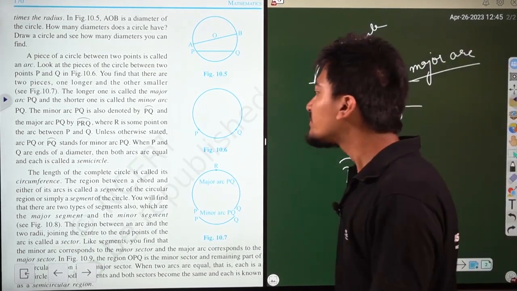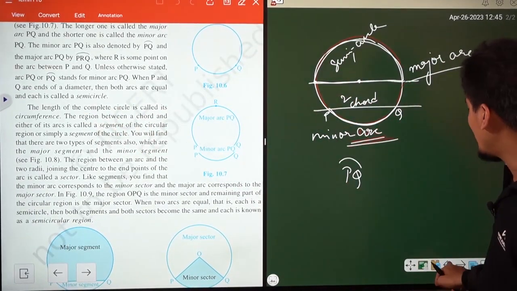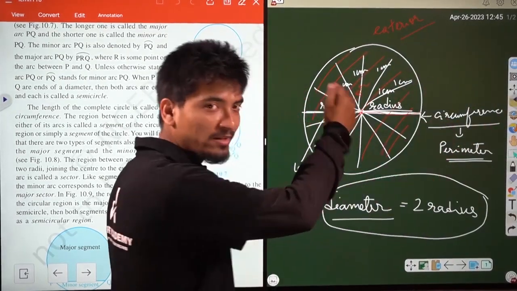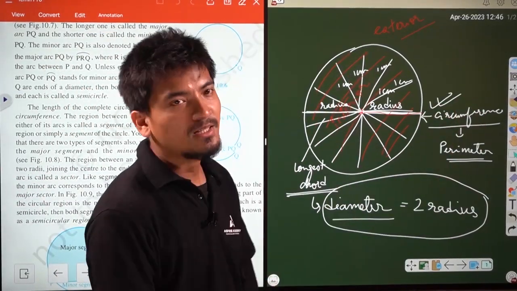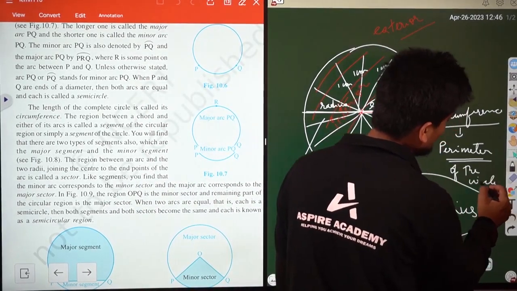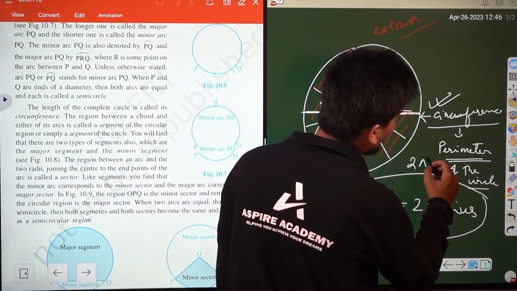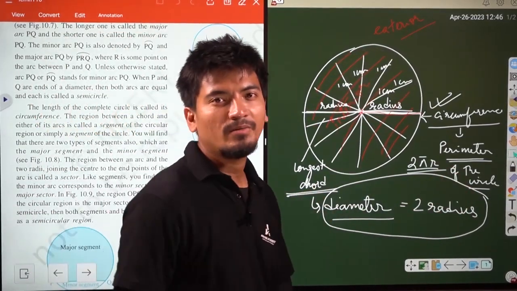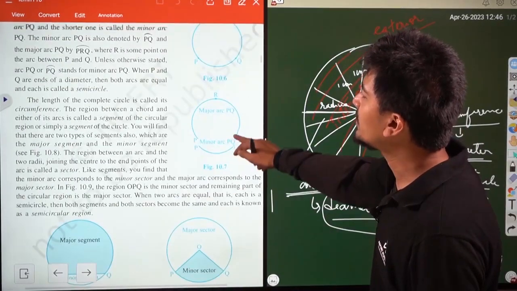Okay, understood? So, see, the length of the complete circle is called its circumference. As I have already mentioned, the length of the complete circle is nothing but the length of the circle, and we denote it as circumference. And circumference is nothing but the perimeter of the circle. Right? What is the perimeter of a circle? It is twice pi r. Perimeter of a circle is twice pi r, as you have already studied in the earlier classes.